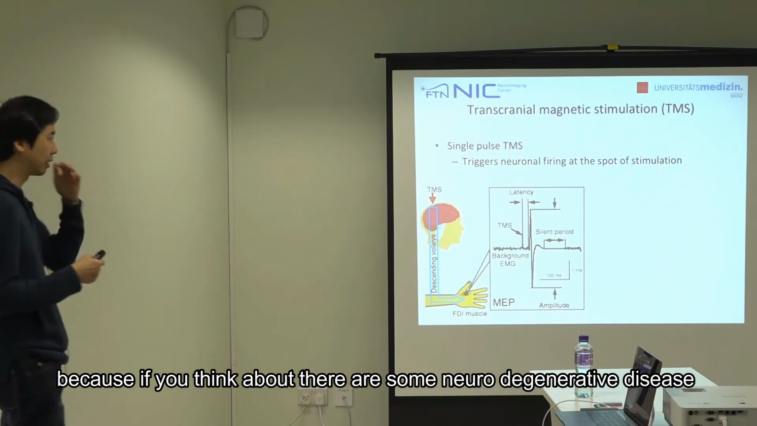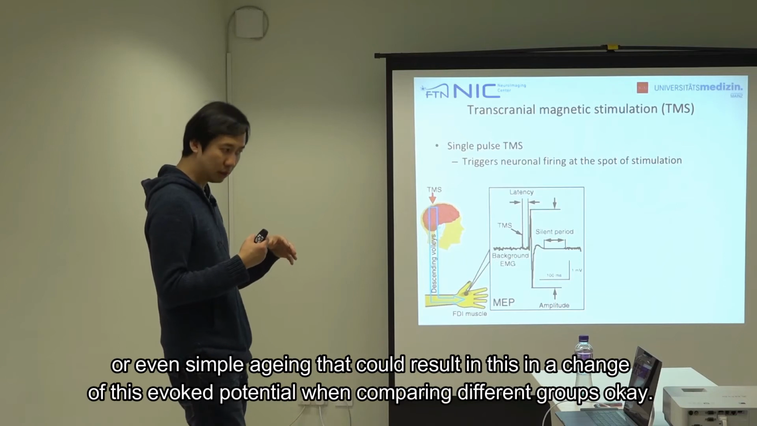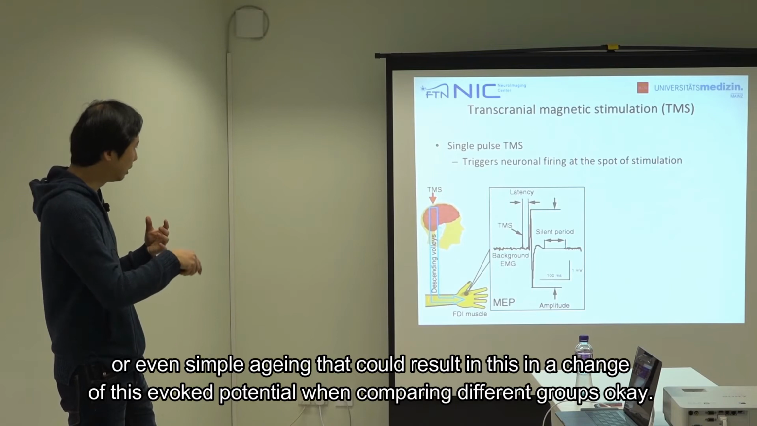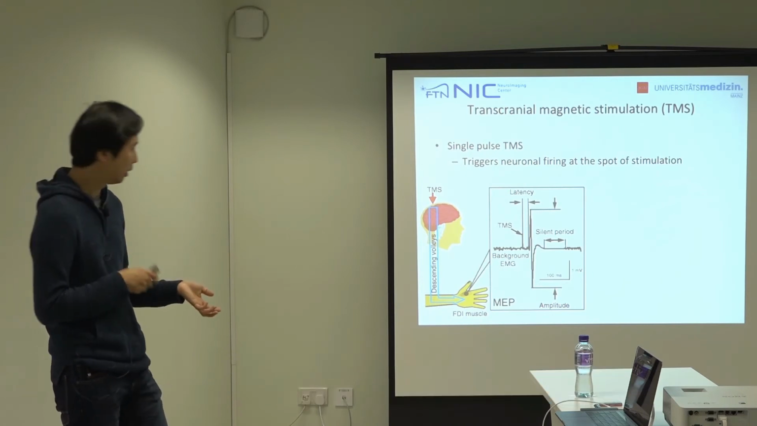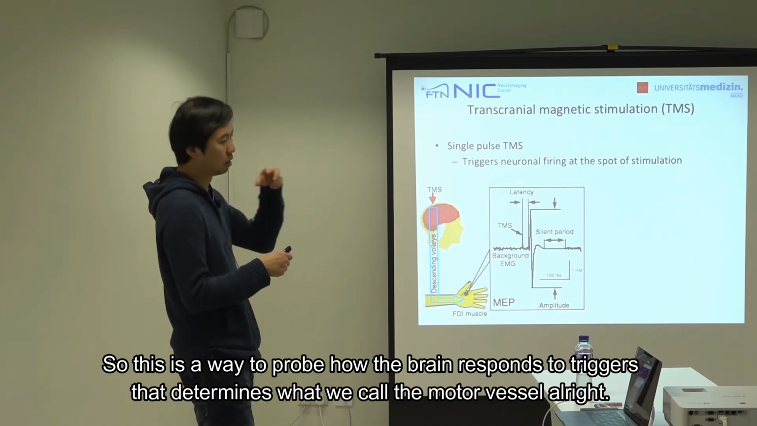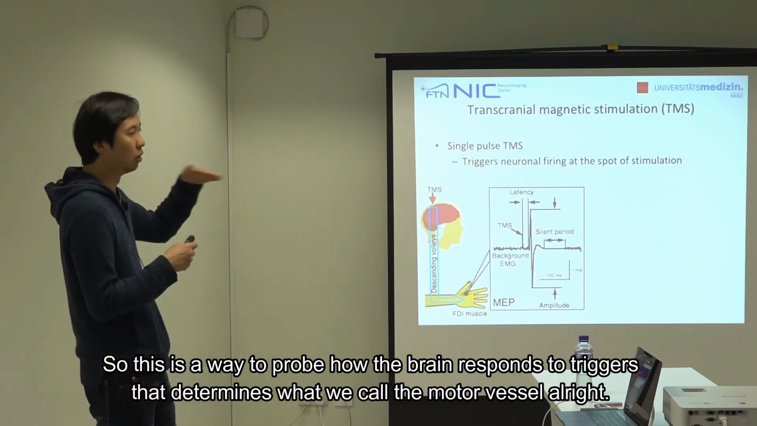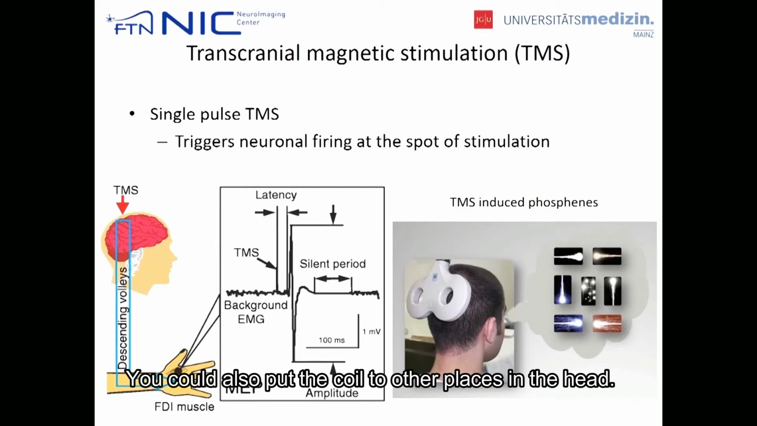Because if you think about it, there are some neurodegenerative diseases or even simply aging that could result in a change of this evoked potential when comparing different groups. Okay? So this is a way to probe how the brain responds to triggers, which determines what we call the motor threshold. All right?